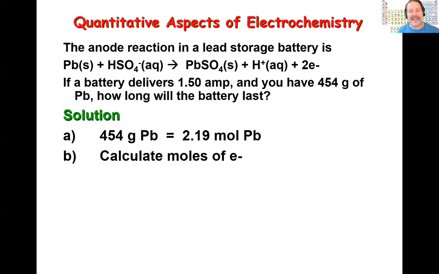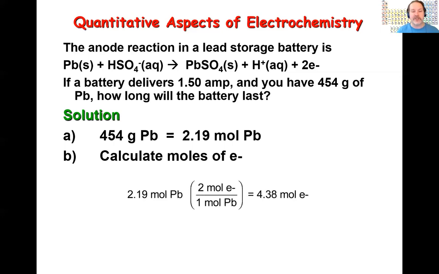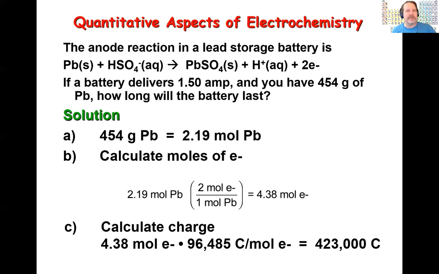Okay, once you have the moles of lead, we can multiply by the half reaction that we have here in front of us that says 1 mole of lead gives us 2 moles of electrons. So now we know how many moles of electrons, 4.38 moles. So that's quite a few moles. And then from the moles of electrons, we can work backwards and go to coulombs by using Faraday's constant in the inverse way that we did before. So now we get 423,000 coulombs that we can create or use in this battery that's got a pound of lead in there, flowing at 1.5 amps.